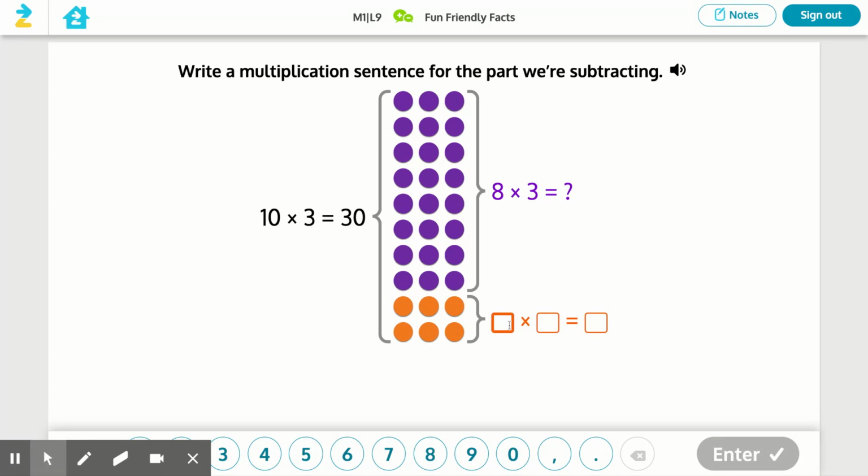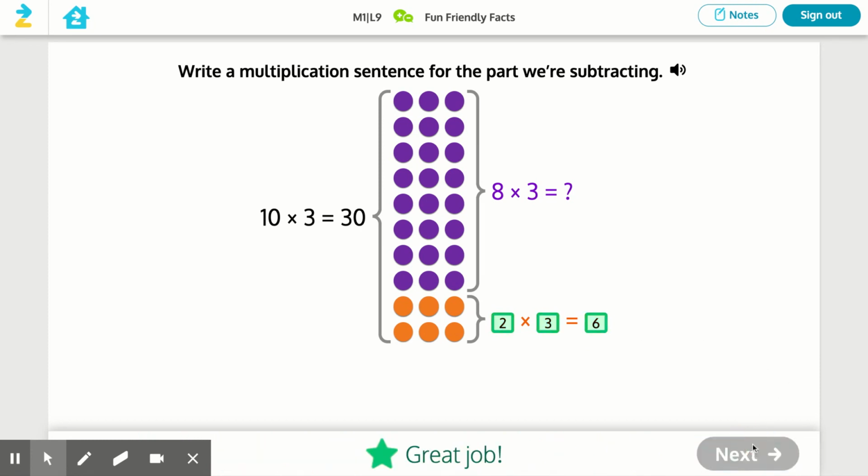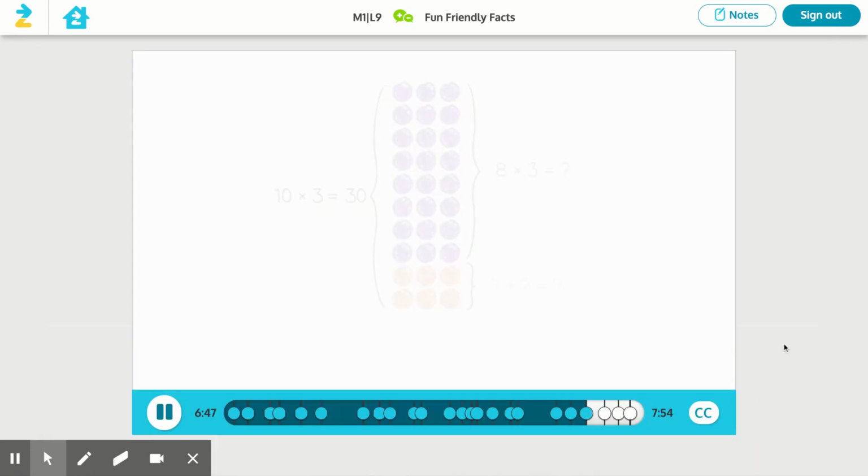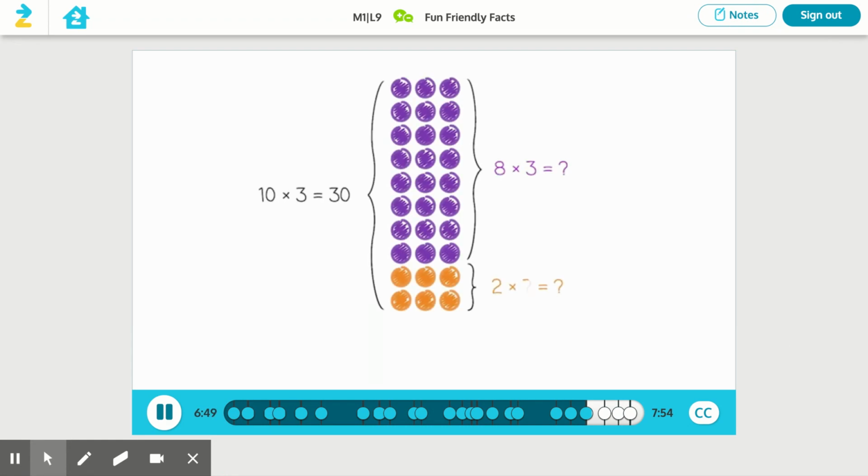Well, when we look at the orange counters, we'll see that there are 2 rows and 3 columns or 3 counters in each row. 2 times 3 is 6. Two times 3 equals 6. We need to subtract 2 3's. That's right. We can get 8 3's by subtracting 2 3's from 10 3's. Let's write out this thinking now. 10 3's minus what equals 8 3's?